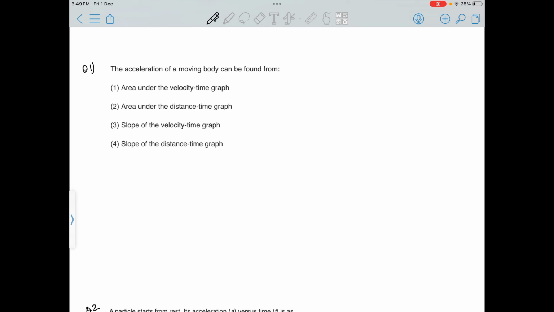We will discuss some of the physics questions of kinematics which are graph based. So question 1: the acceleration of a moving body can be found from... So the basic concept I will try to solve. Velocity is equal to x upon time, displacement upon time, and acceleration is equal to velocity upon time.